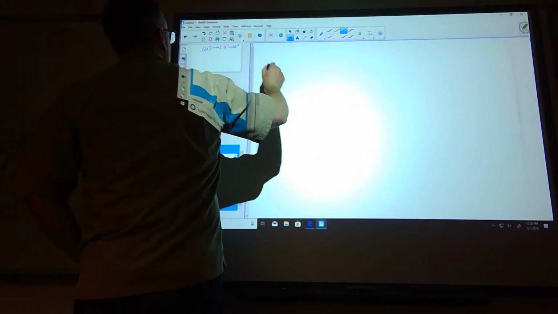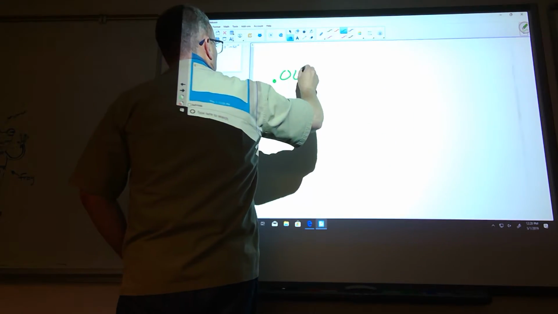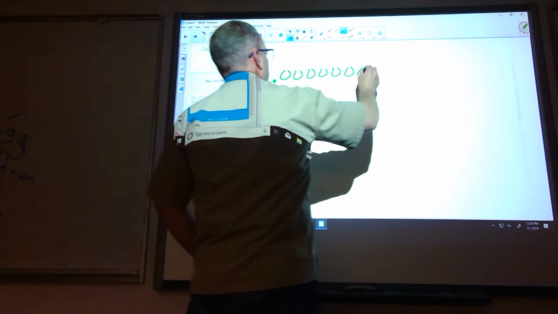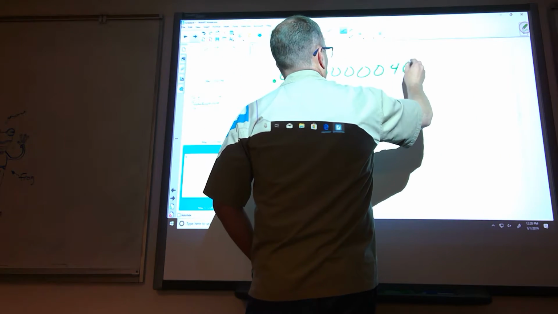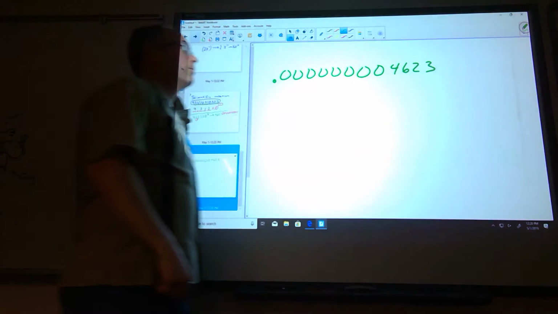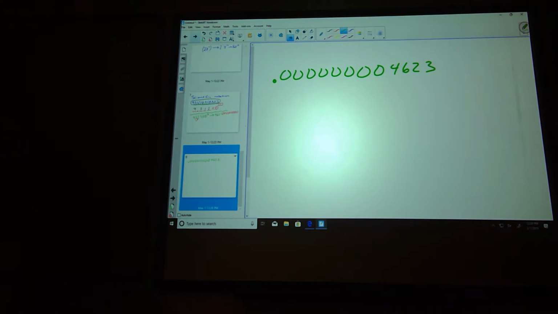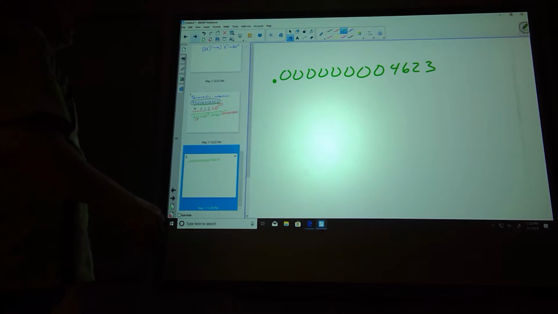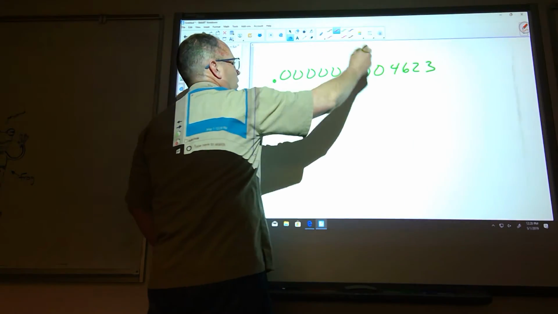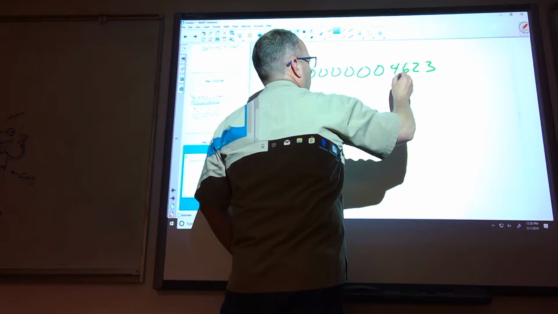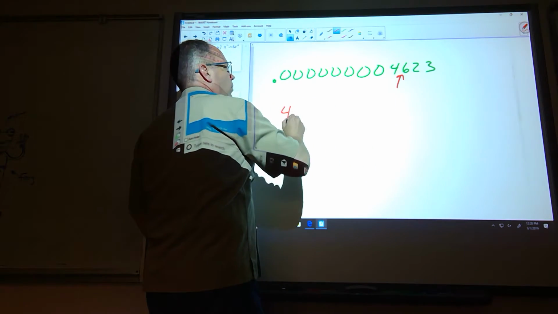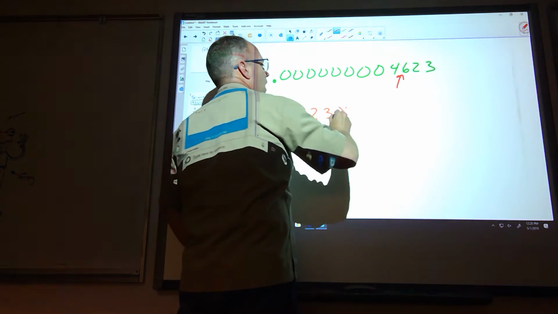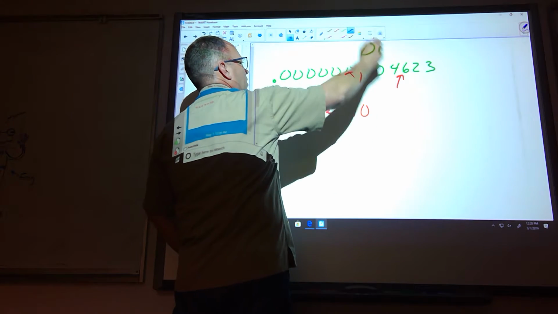So let's say we had that's tiny. It's like, hey, do we got enough pennies? That's pretty bad. Okay. All right. So let's talk about how we're going to make this in scientific notation. So I want that decimal to be right here. So now I have 4.623 times 10. Now let's move the decimal all the way there.